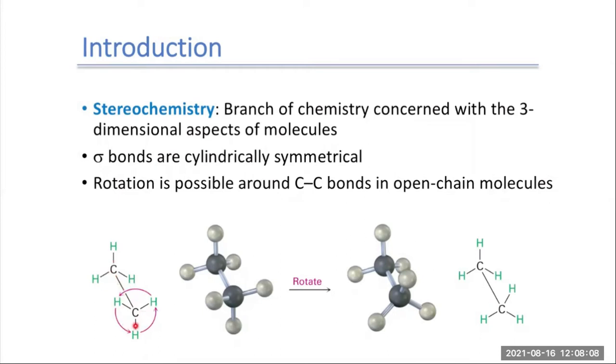So we can take our front carbon and rotate the hydrogens and end up with our view like this. So that's the type of rotation we're looking at. We're really focusing on the rotation around this bond connecting two carbon atoms and how it affects our molecule.